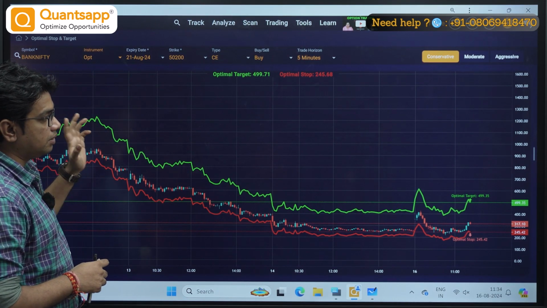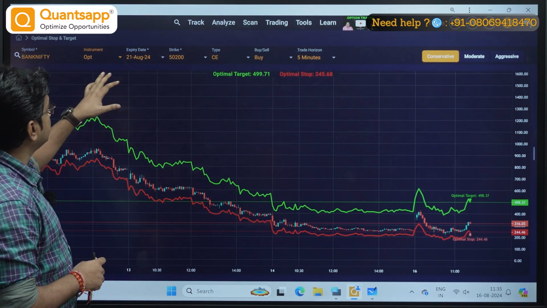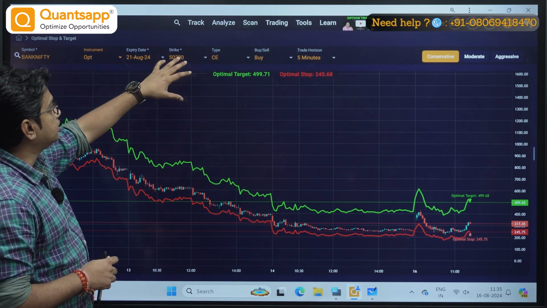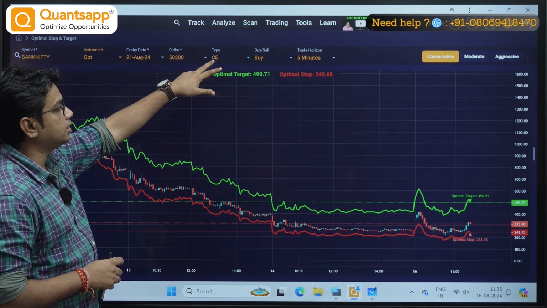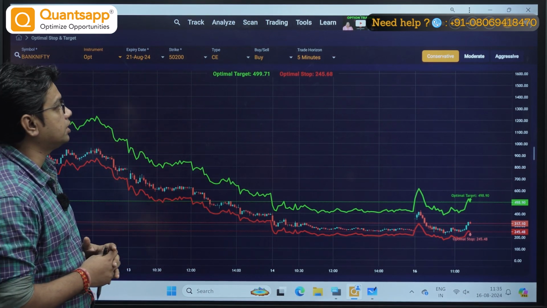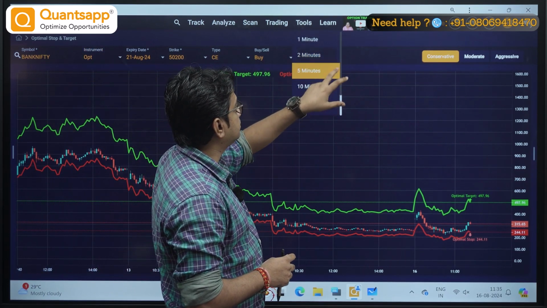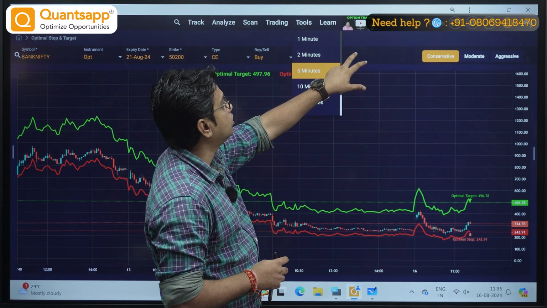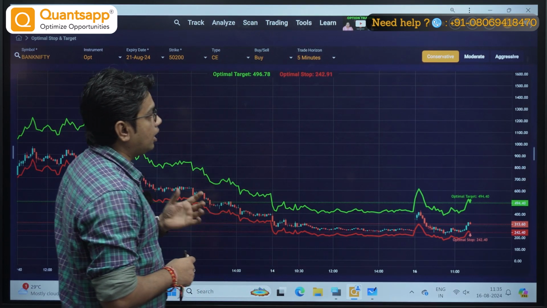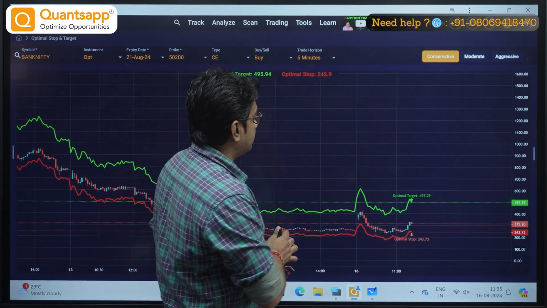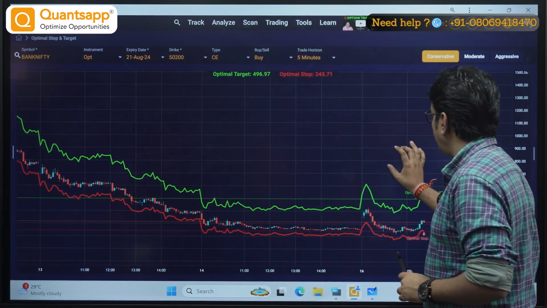Okay, for Nifty, Bank Nifty, the expiry will be weekly, monthly, anyone you can choose. Now you can select the strike, you can select the type, whether it is call option or put option. Buy sell signal you can select. Time horizon here is 5 minutes, you can choose it for 2 or 1 minute also. Now I am a conservative trader, so I am just selecting the option.